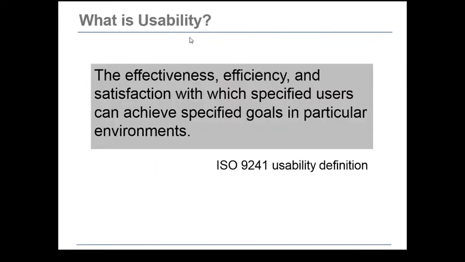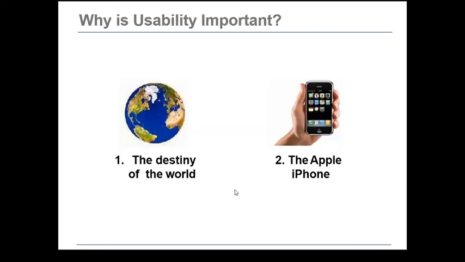So what is usability? The effectiveness, efficiency and satisfaction with which specified users can achieve specified goals in a particular environment. This is the ISO 9241 usability definition.